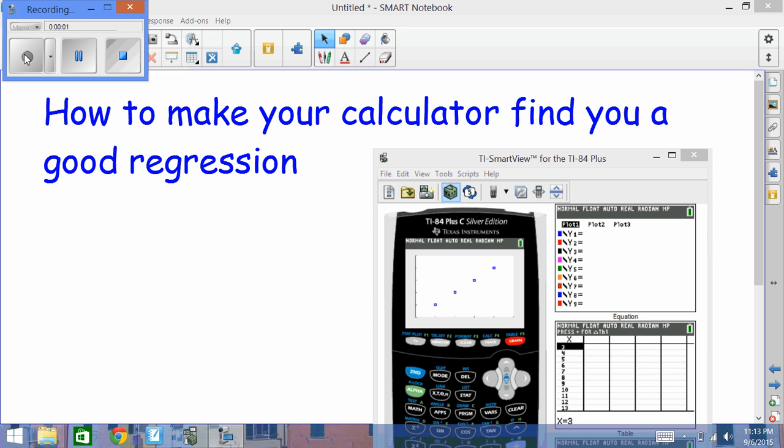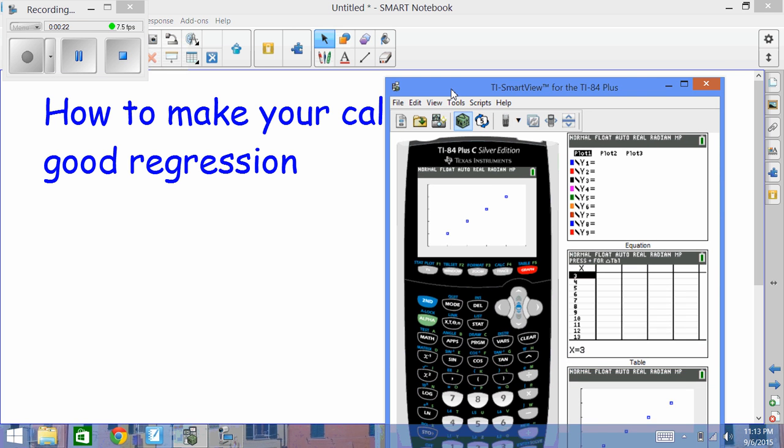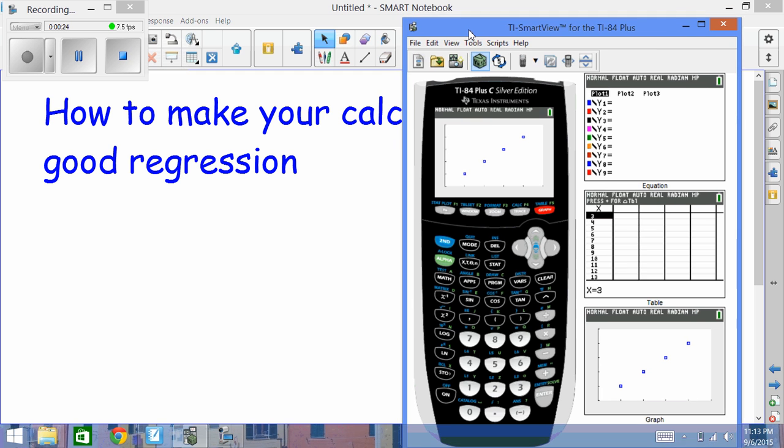Video 3. How to make your calculator find you a good regression. Now, as I've said before, your calculator is only as smart as you are. So, you can't just say, hey, find me a good regression. You have to know how to ask your calculator to help you. And I have the tools.